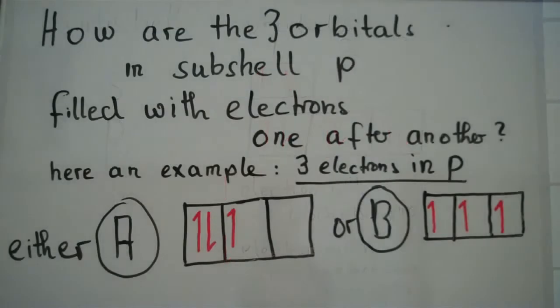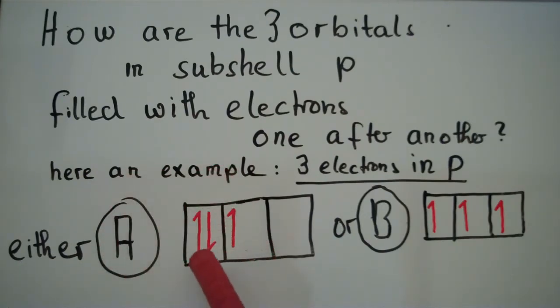How are these three orbitals in subshell P filled with electrons one after another? Here's an example. We have to put 3 electrons into subshell P. So here you see the 3 orbitals, and the question is, where does the first electron go, the second, and then the third? There are 2 possibilities.